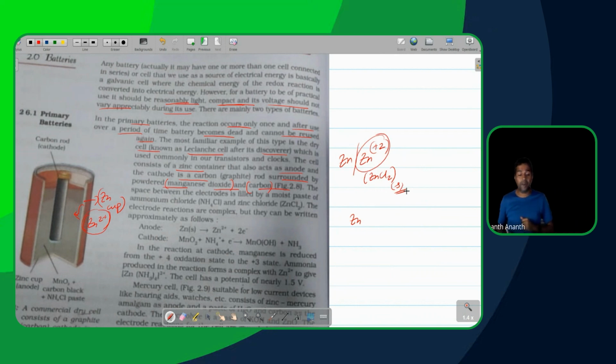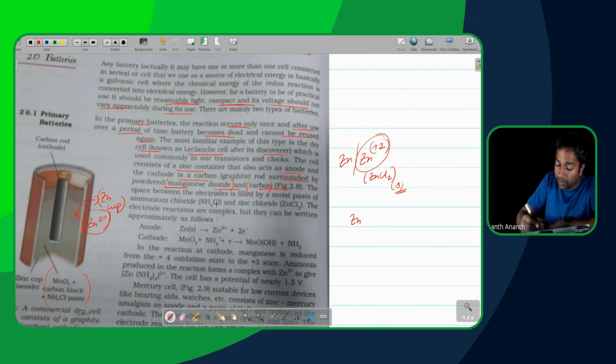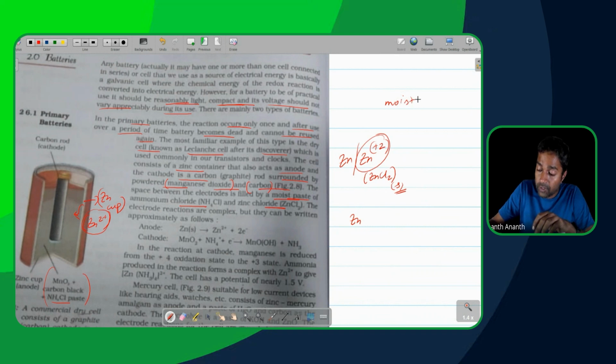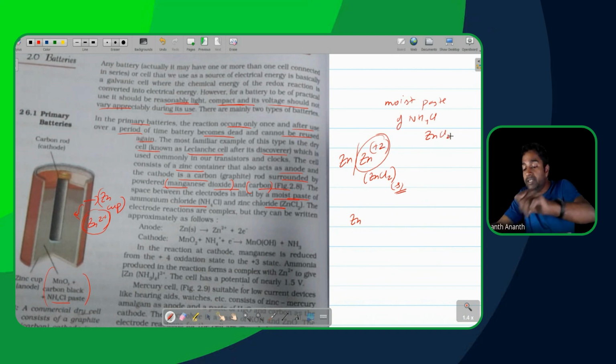If it is present as a solid, what's the advantage? Have a look over here. In this particular case, it is calling itself a paste, ammonium chloride paste. So ammonium chloride is also going to be in the form of a moist paste of ammonium chloride and ZnCl2. What is the purpose of having a moist paste over here? When you have a moist paste of NH4Cl and ZnCl2, the advantage is in the concentrations of zinc 2 plus and ammonium ion.